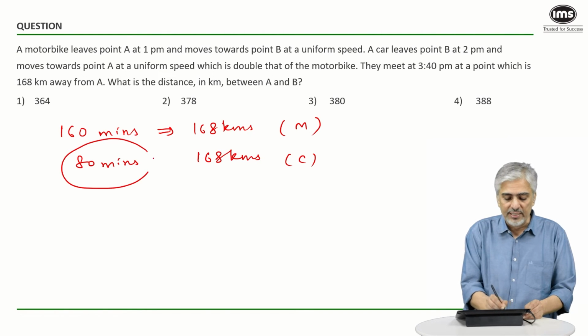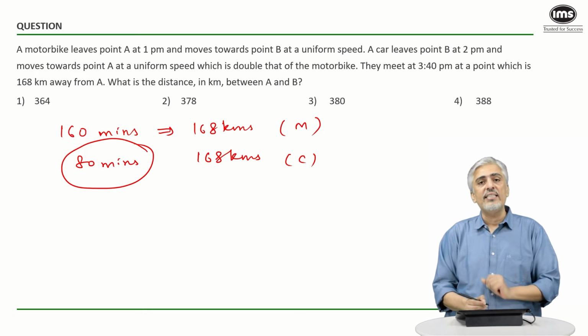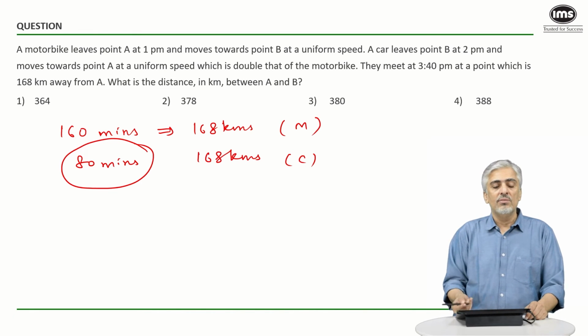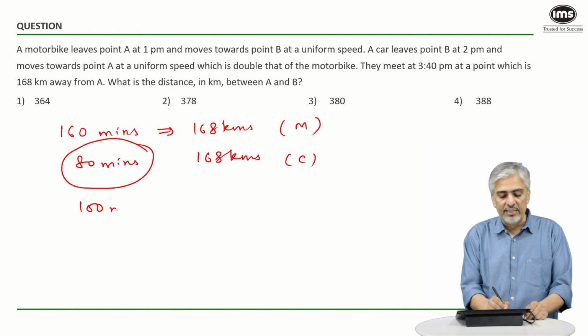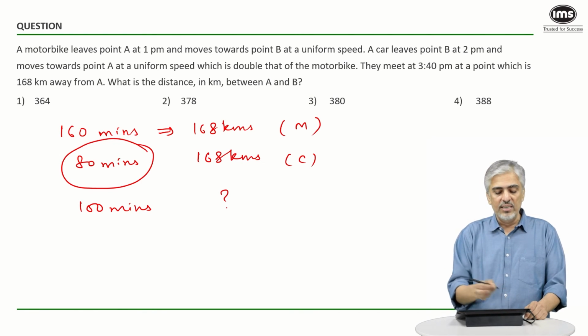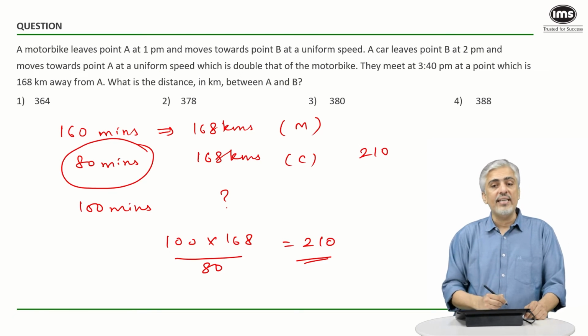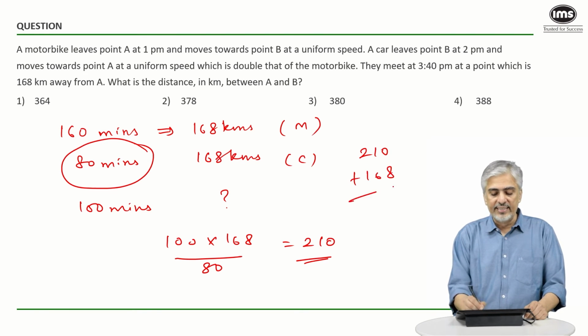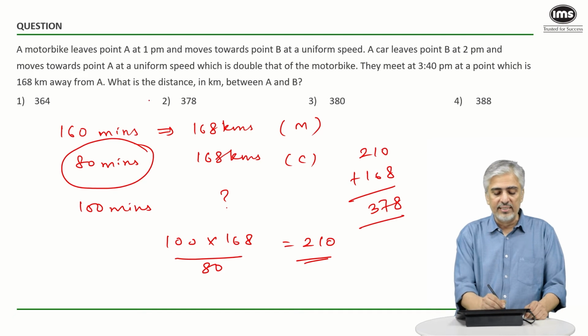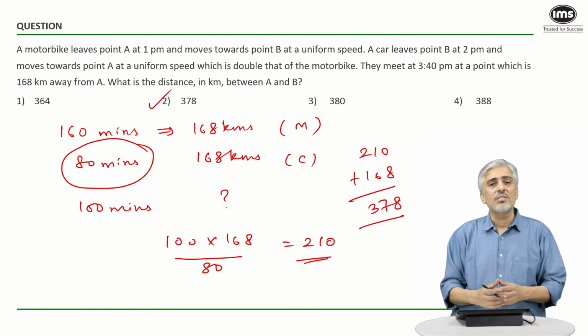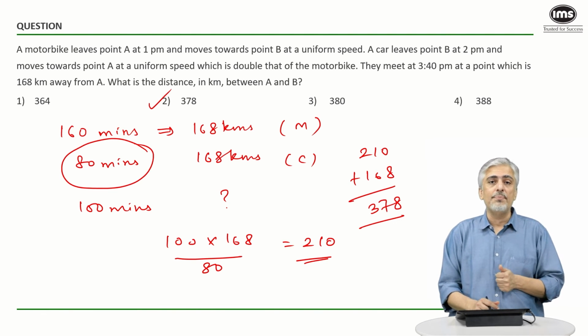See, we have worked this 80 minutes out. So in 80 minutes, it will cover 168 kilometers, which means we want to know in 100 minutes how much it will cover. In 80 minutes, it covers 168. So in 100 minutes, it will cover 100 into 168 divided by 80, which gives you 210. And again, the approach becomes 210 plus 168 is 378, which is the second option, right? That was where we thought of it a little bit more smartly. Let's look at one more approach for the same thing.